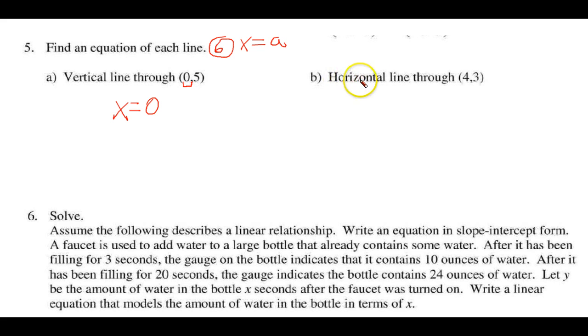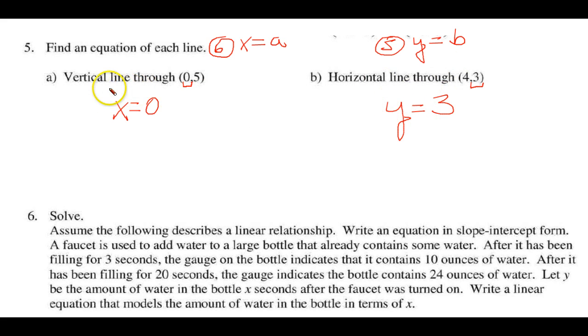Now here we want a horizontal line through this. Well, it's formula 5, y equals b, and our b value is 3. So the equation for this one is y equals 3. And it's just that easy.